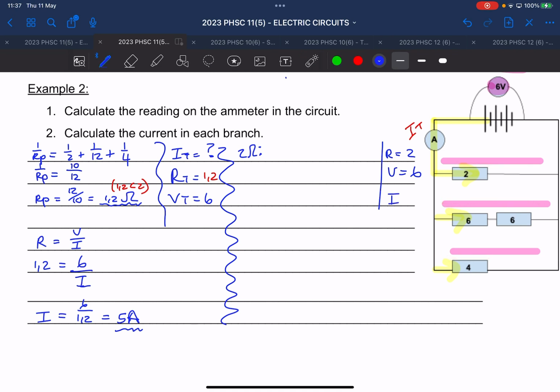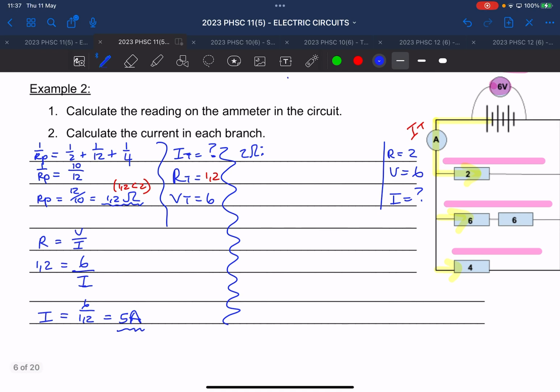Okay, so then we must get the current. I'm going to rearrange the formula. Current is volts over resistance. So the current is 6 divided by 2, and that gives you 3 amperes. So that means of our 5 men, 3 choose to go through there.